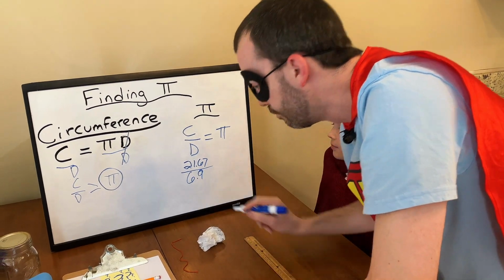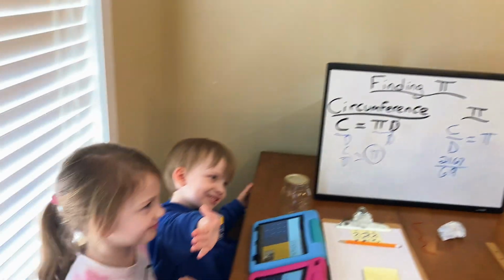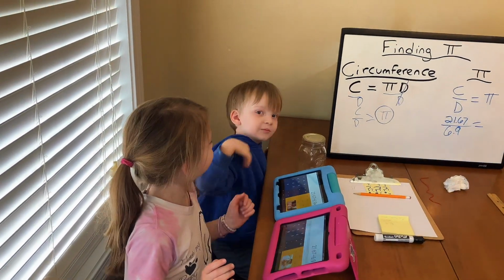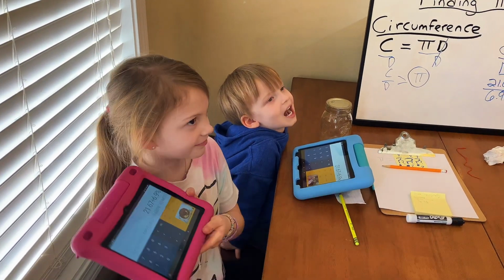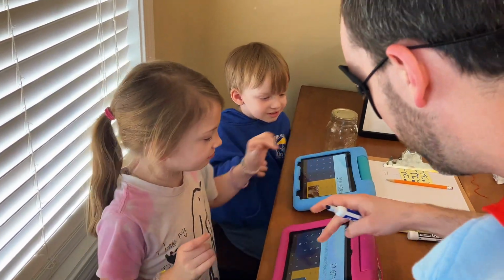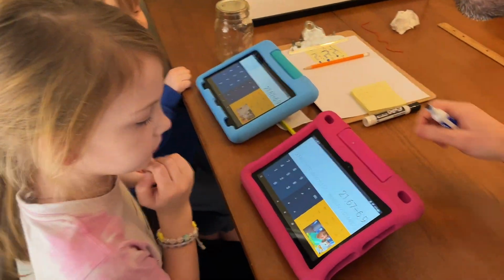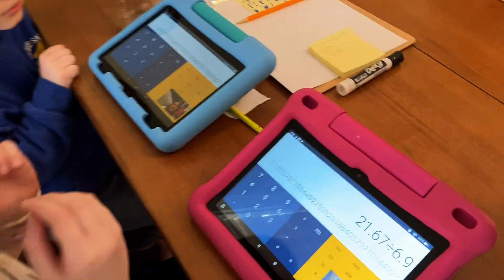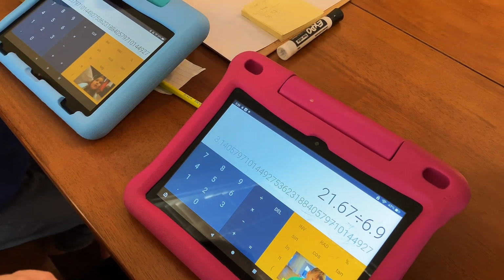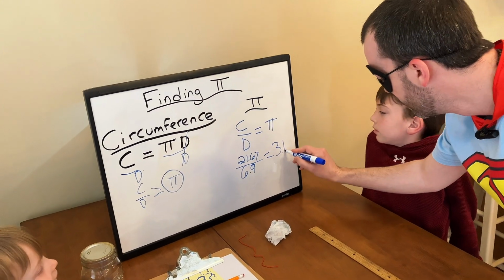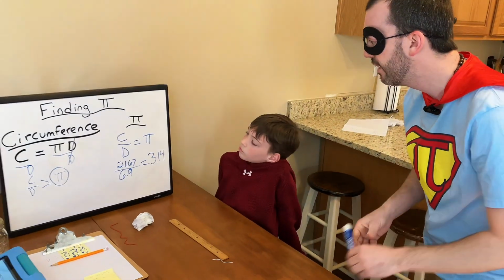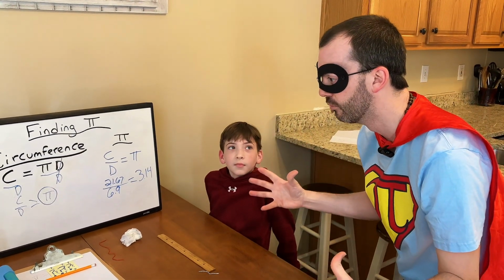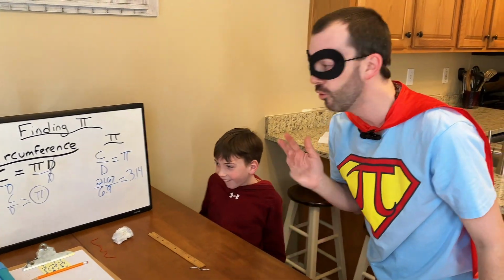All right, my calculator people over there, I need you to calculate 21.67 divided by 6.9. Mathematician Ellie, mathematician Cooper, what did you get? Let's see, I see 3.14. Oh my gosh, 3.14. Wait a minute, let's write this down. If we estimate to the nearest hundredth, we get 3.14. Mind-blowing. I believe that's what most people know pi is.